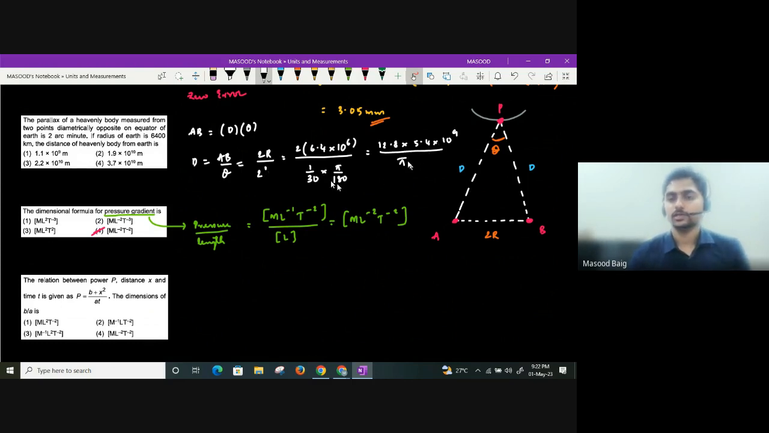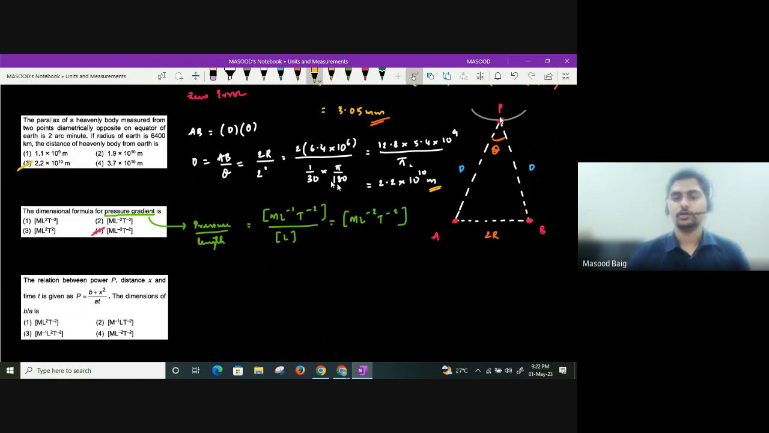So pi is nothing but 3.14. So almost 2.2 into 10 power 10 you will get, guys. This will be approximately 2.2 into 10 power 10 meters. This would be the distance of the planet from the Earth. It is called the parallax method, guys.